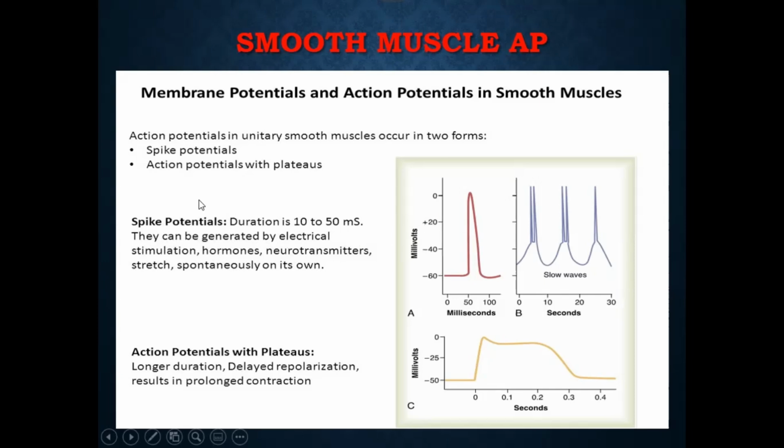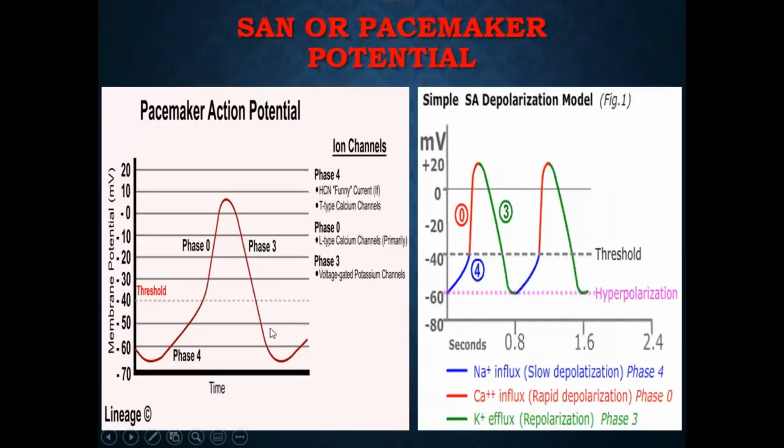It is called spike potential, an action potential with plateau. They can have a plateau also. Longer duration, delayed repolarization results in prolonged contraction. This is smooth muscle action potential. Let's remember these differences. Next, we go to the heart. So the heart has pacemaker potential and ventricular muscle potential, the ventricular action potential.